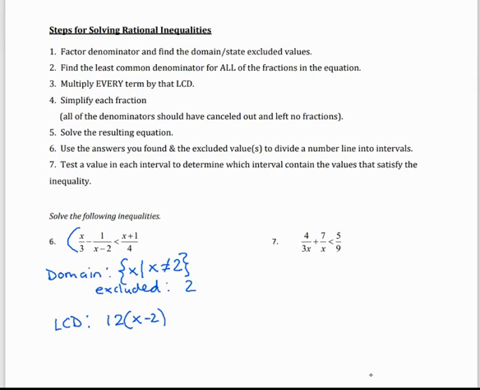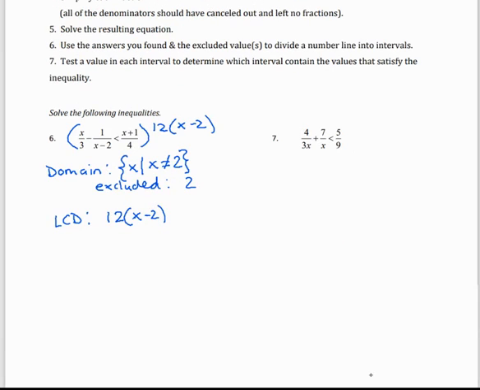So again, step 1, factor the denominator, find those domains, find the LCD, that's what we just did. So now we're going to multiply everything through by that LCD. When I do that to the first fraction, we will have 12 divided by 3 gives me 4. We still have the x, and then I also have x minus 2. For the second fraction, the x minus 2's will cancel, but I'll have 1 and 12, which is simply just 12. And then for the last one, we will have that 12 divided by 4 is 3, and then we still have x plus 1 and x minus 2.